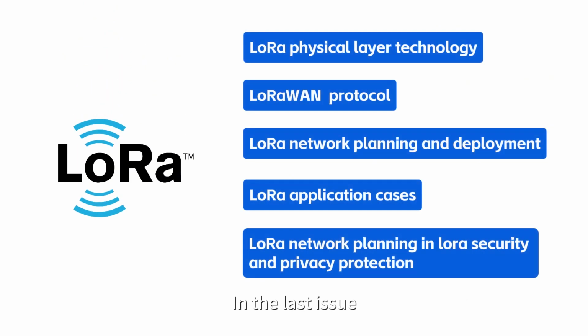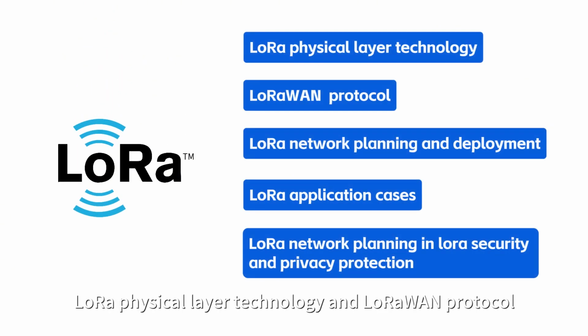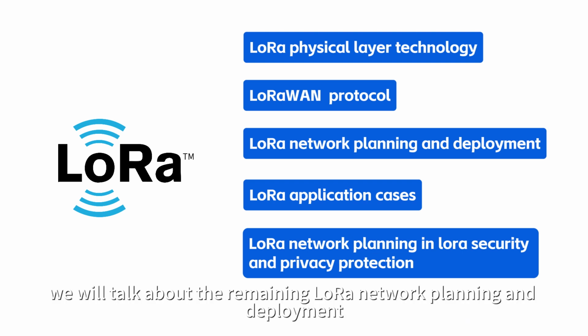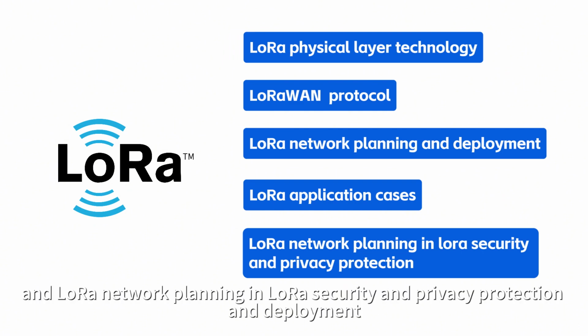In the last issue, we talked about the first two parts of this series, LoRa physical layer technology and LoRaWAN protocol. In this issue, we will talk about the remaining parts: LoRa network planning and deployment, LoRa application cases, and LoRa security and privacy protection.